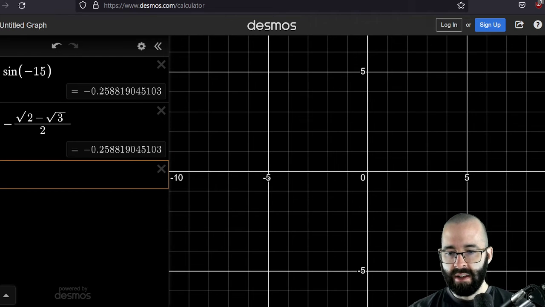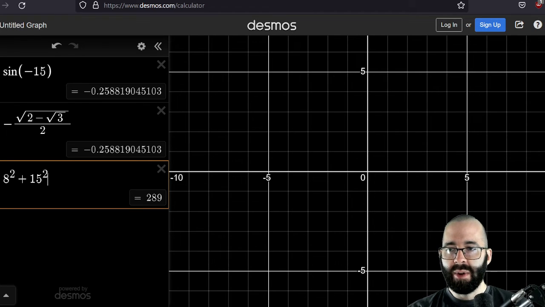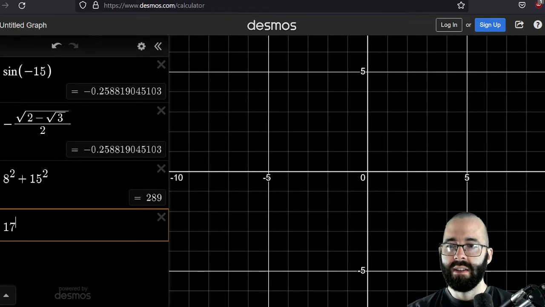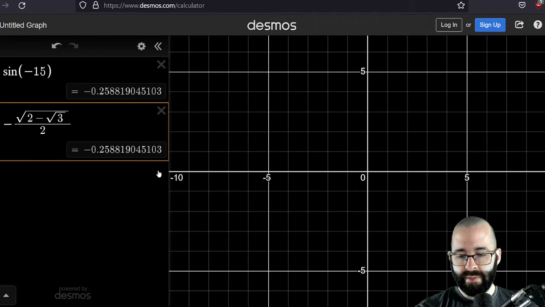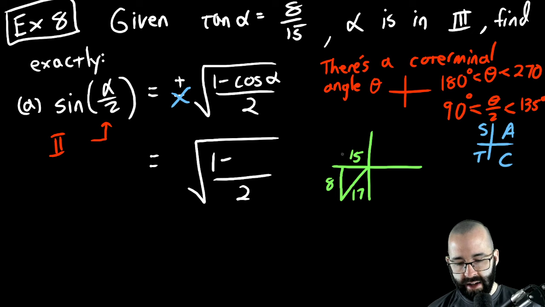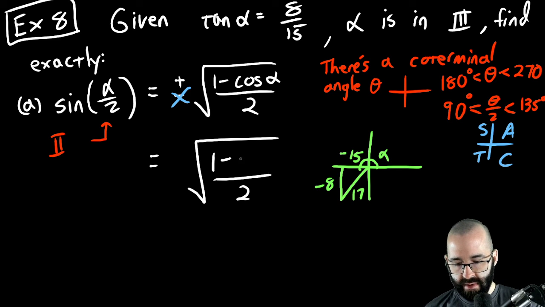8 squared plus 15 squared. Is that equal to 17 squared? Yeah, it is. Great. You can use Pythagorean theorem to get this as well. And again, if you want to use negatives here, you can. You don't have to. The cosine of that angle alpha is going to be negative 15/17. I'm going to write positive. Cancel those negatives. And just like before, we need to simplify this complex fraction.